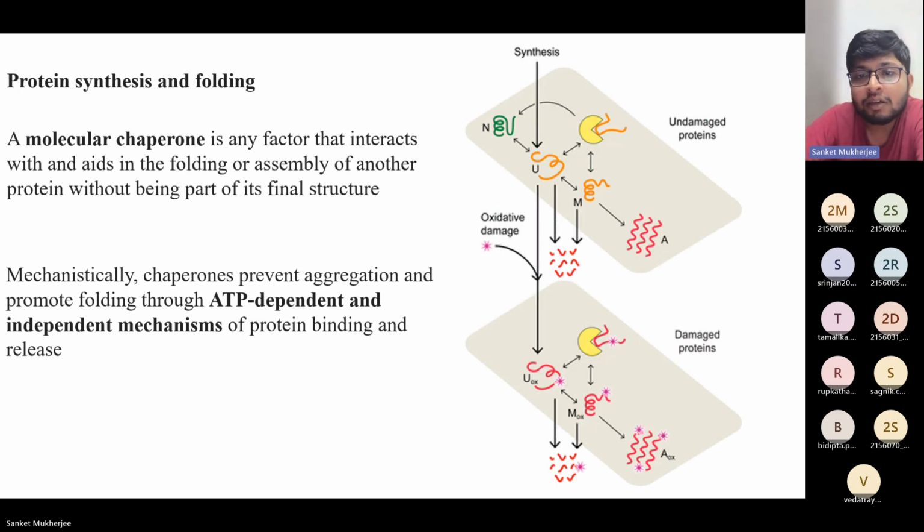This is a chaperone. When a nascent polypeptide is synthesized, once it is synthesized, it needs to be folded properly and it forms a mature protein. If there is some sort of damage, then the chaperone cannot fold this protein properly and this protein gets aggregated. Any example of any disease that you can think of where this protein accumulation happens?